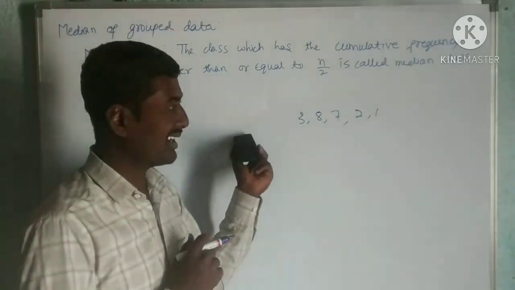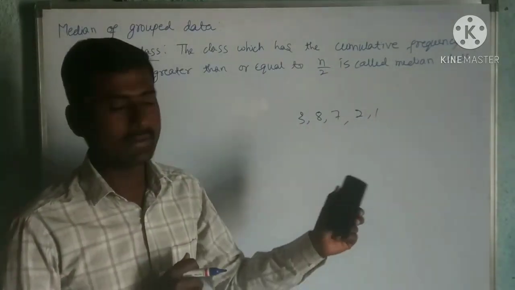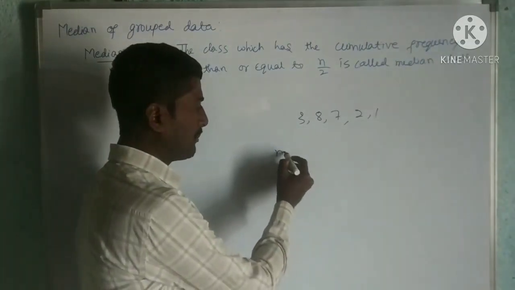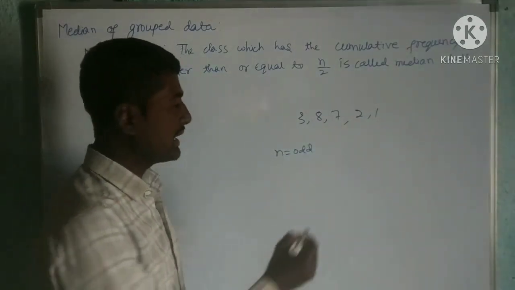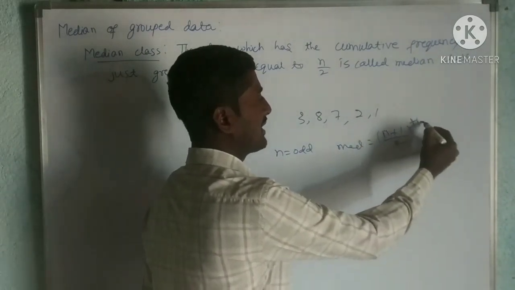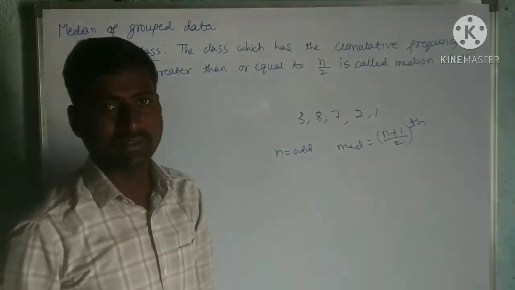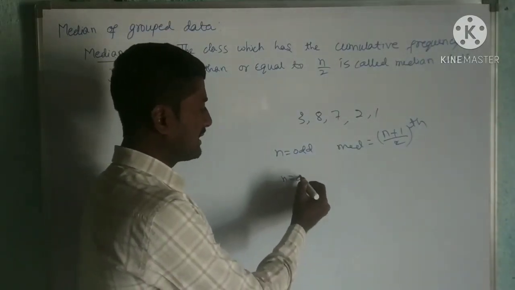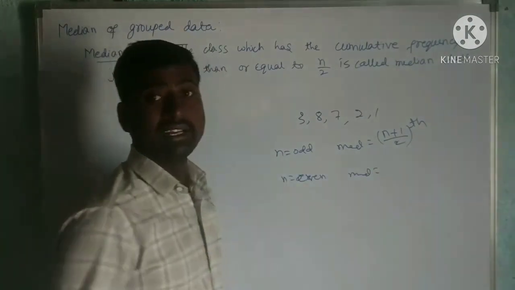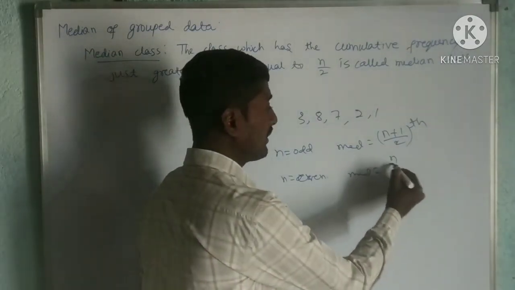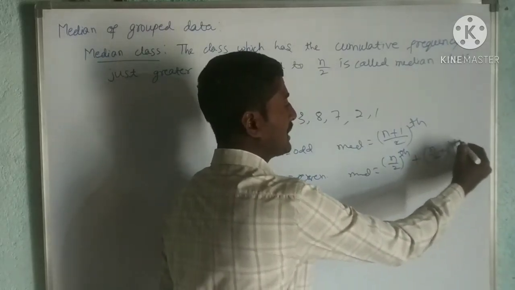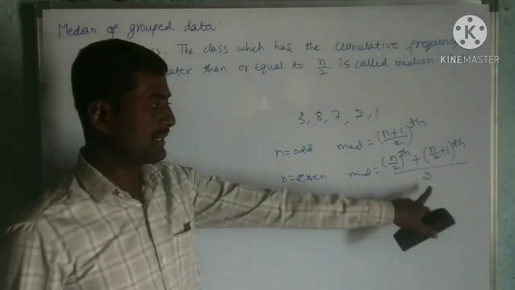To find median, we have to arrange it in ascending or descending order. For ungrouped data, I have to arrange it in ascending or descending order. Then, if the number of observations is odd, the median will be the (n plus 1) by 2th observation. Now suppose n is even. Then the median is the mean of the n by 2th observation and the (n by 2 plus 1)th observation. Mean means divided by 2.